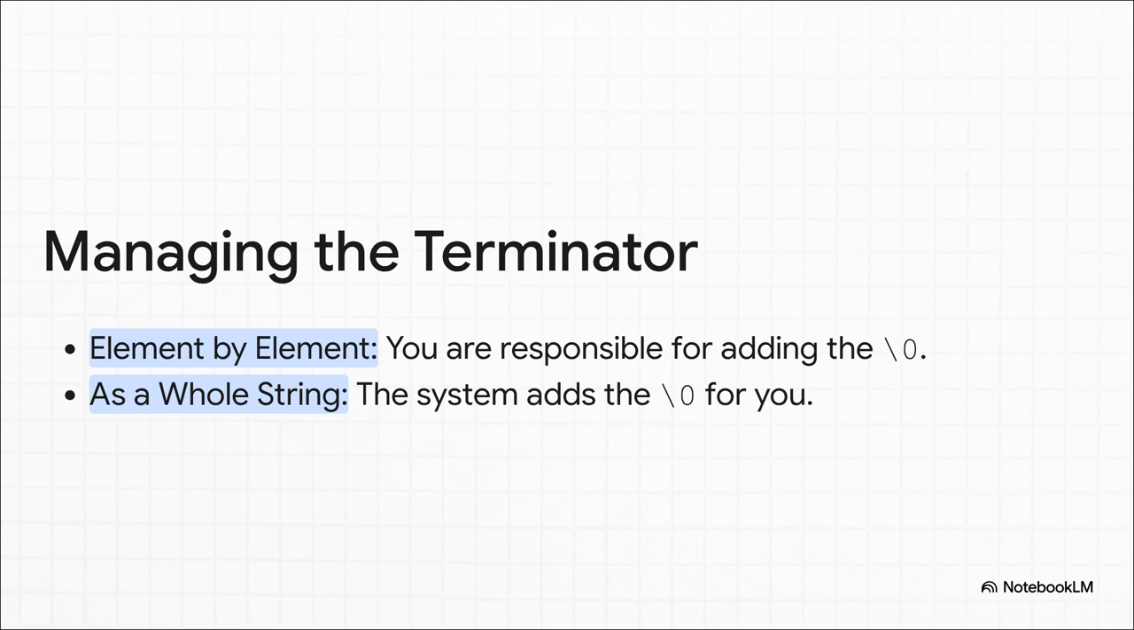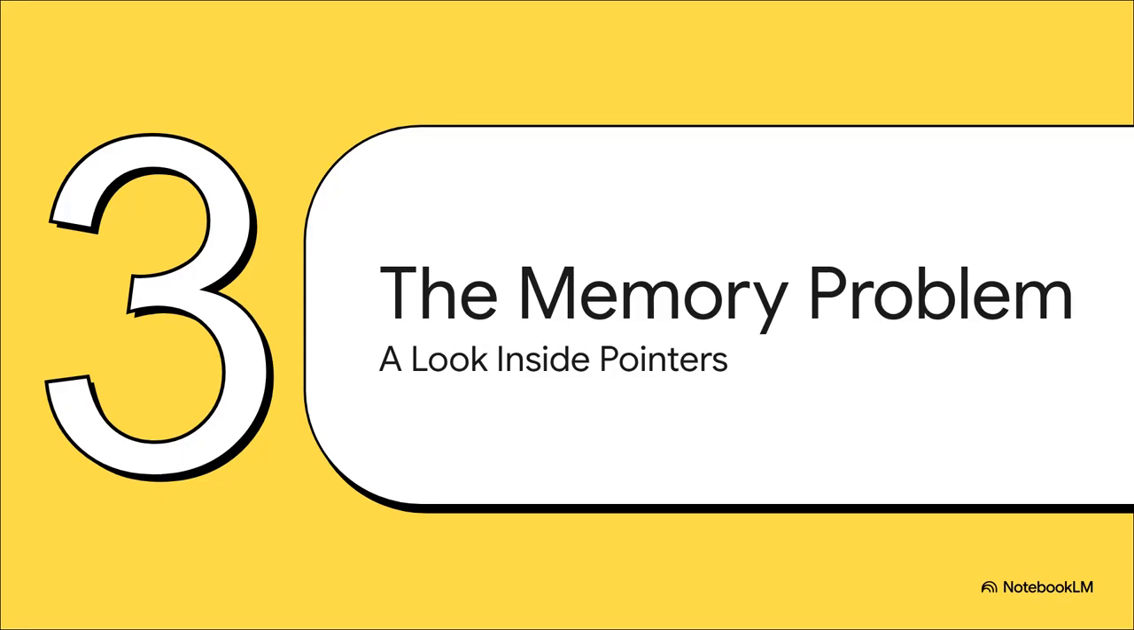If you're building a string yourself, one character at a time, then it's on you. You have to remember to put the null terminator at the end. But the good news is, if you're reading a whole string at once, like with cin, or defining it with double quotes, the system is smart enough to add it for you. Pretty handy.